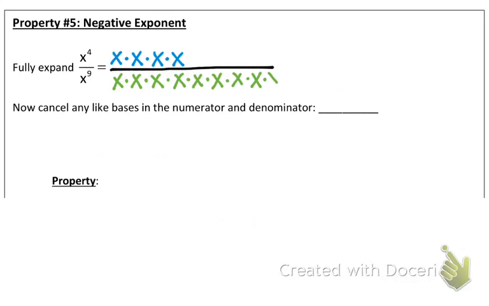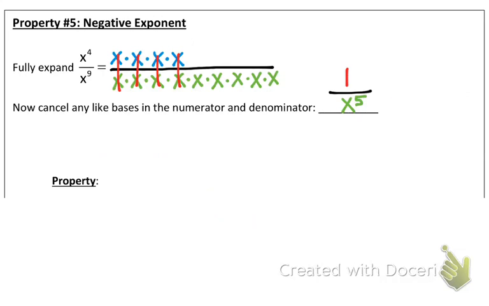And now what we're going to do is cancel any like bases in the numerator and denominator, just like we did in property 4. So we have x over x simplifies 4 separate times for the x to the 4th on the top. So what are we left with here? Well, since we completely simplified the numerator, we're just left with a 1 in the numerator. What are we left with in the denominator? We have 5 copies of x in the denominator.